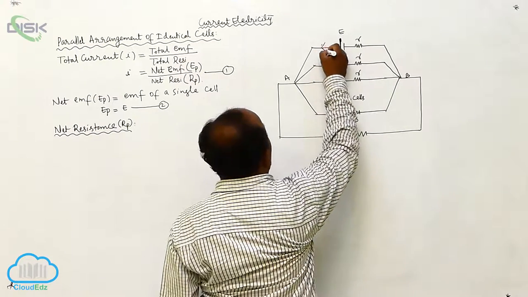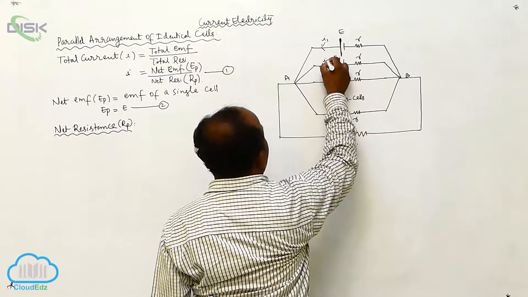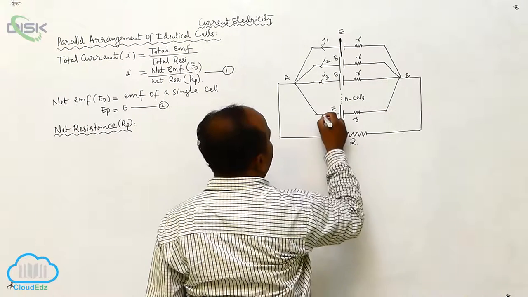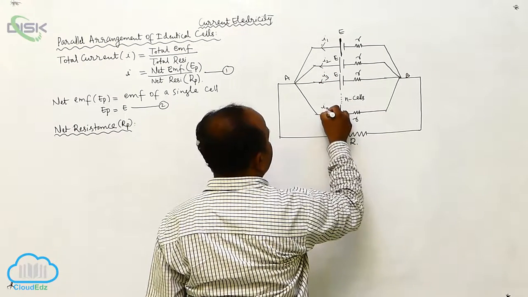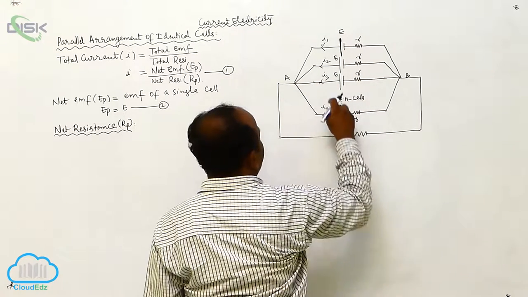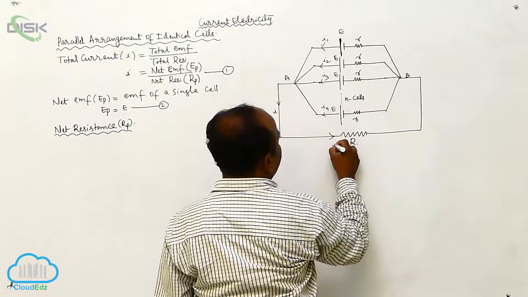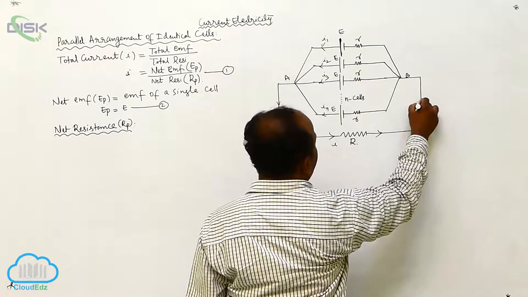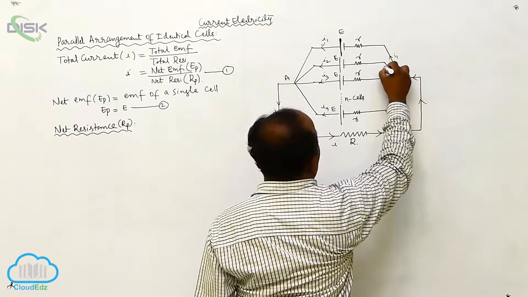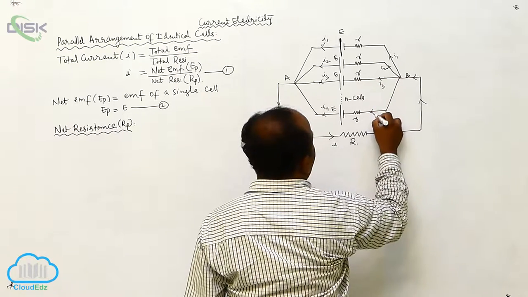Now this one, I1 is the current. Now this one, I2 is the current. Now this one, I3 is the current. Now this one, IN is the current. Right, I1, I2, I3, IN are coming as a total current I and reach here, where the current is going to divide like this. Therefore I1, I2, I3, and IN.